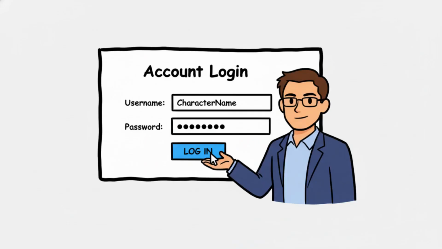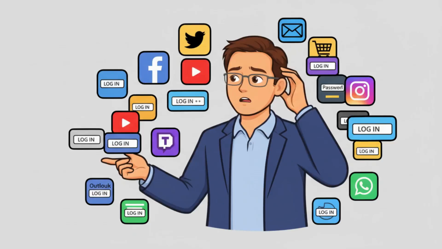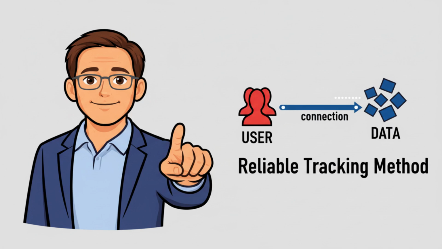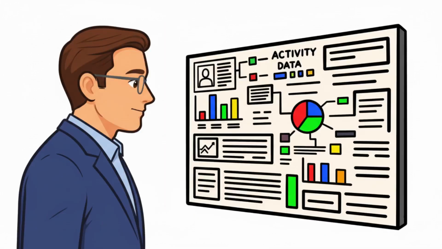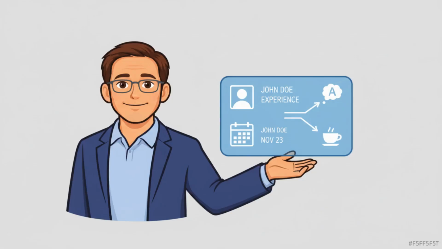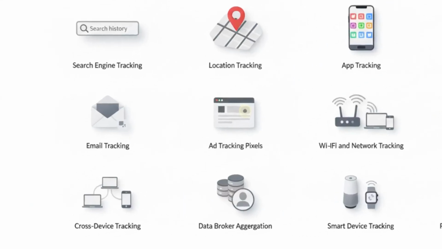Account-based tracking. Account-based tracking occurs when you log into a service, allowing your activity to be directly linked to your identity. As more platforms required accounts, this method became one of the most reliable forms of tracking. Unlike anonymous methods, it connects data across devices and sessions. It matters because it creates a consistent and detailed view of your behavior, enabling highly personalized experiences and more precise data collection.